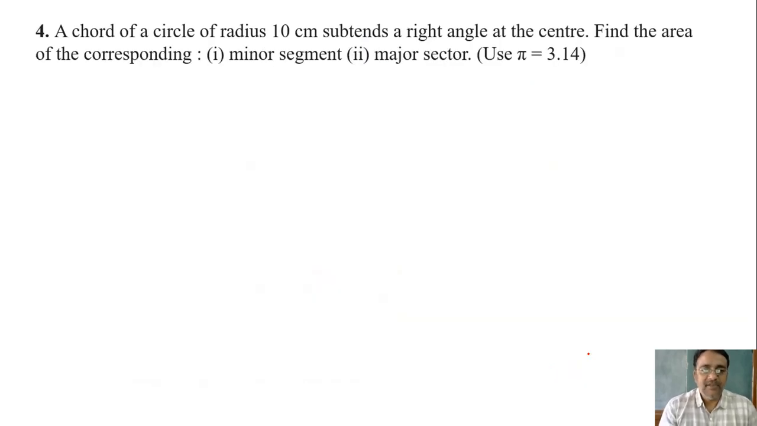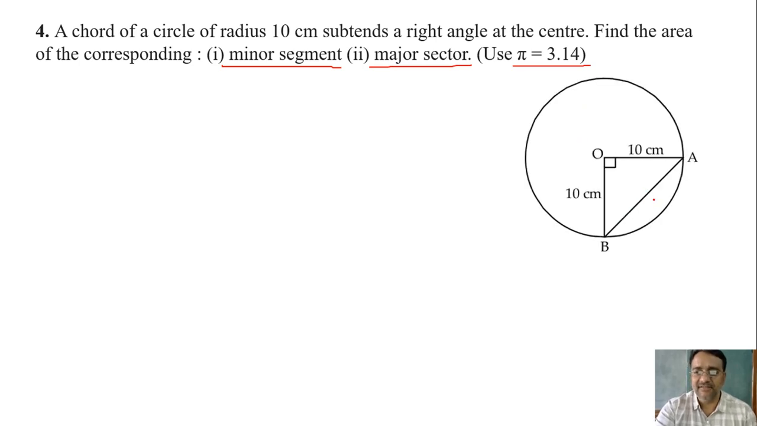No, sir. Okay. Fourth question. A chord of a circle of radius 10 centimeter subtends a right angle at the center. Find the area of the corresponding minor segment and major sector. Use pi is equals to 3.14. So we should not use 22 by 7 here. Okay, so this is the rough diagram.